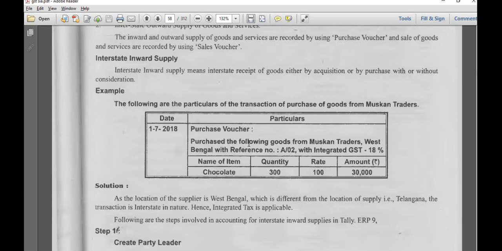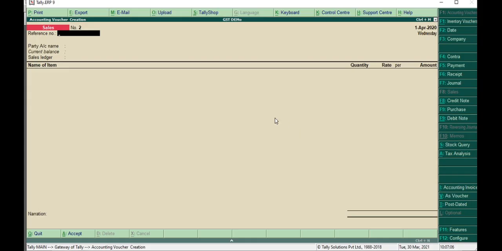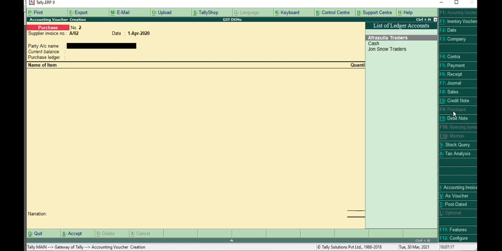So here we purchase the goods from Muskan Traders, West Bengal with reference A02 with integrated tax 18%. He purchased chocolates, 300 quantity, 100 rupees rate. So in the same company I am creating, F9, and what is the invoice number? A by 02. On this spot I am entering. Just check it out now how I am creating it.